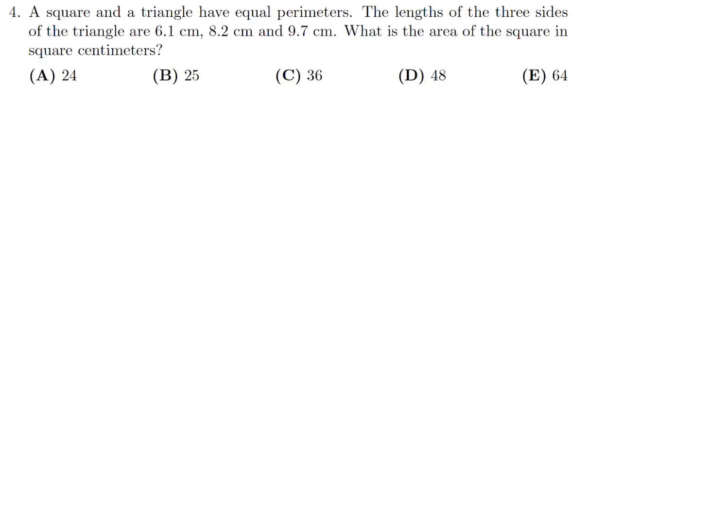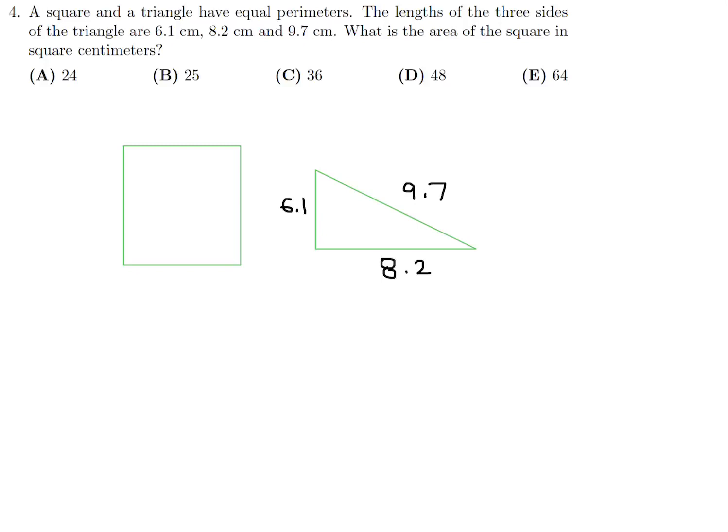A square and triangle have the same perimeters. The lengths of the 3 sides of the triangle are 6.1, 8.2, and 9.7. What is the area of the square in square centimeters? So here's our square, and here's our triangle. It doesn't need to be a right triangle. But they tell you that its perimeter is 6.1, 8.2, and 9.7 added together. Those are the lengths of the sides.